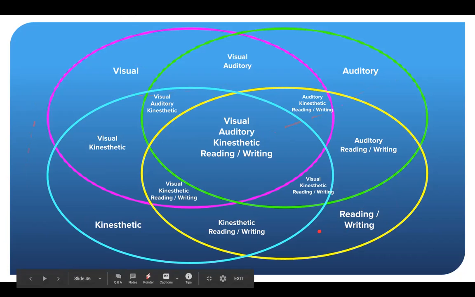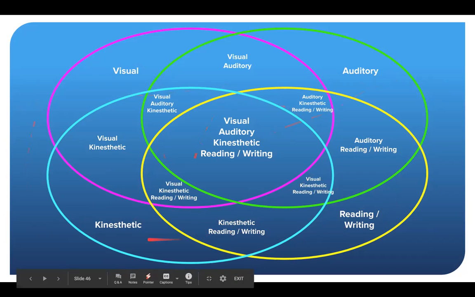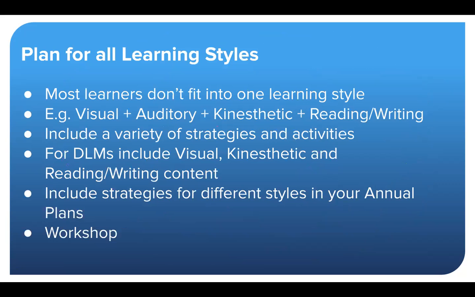So learners aren't suited to only one style of learning. And that's what these overlapping sections show here. So between the blue and yellow circles, you've got kinesthetic and reading, writing learners. In the middle here, you've got a learner who would be suited to all learning styles: visual, auditory, kinesthetic, and reading, writing. So this Venn diagram shows that learners learn in more ways than one. A lot of learners don't necessarily have only one learning style.